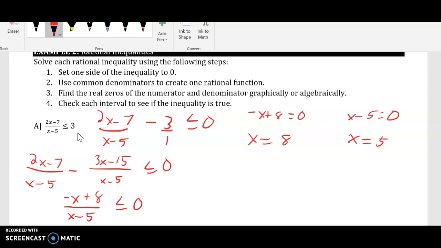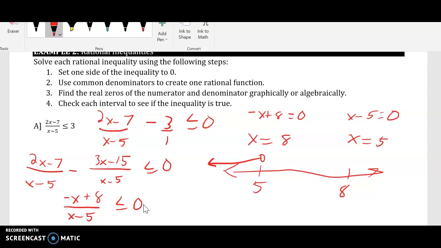So we can make our number line again. Put 5 and 8 on our number line. And then we can do our testing to see where we're positive, where we're negative. So check those. So do your test. If you plug in 0, because that's to the left of 5, 0 makes it 8 over -5, which is less than 0. So our solution is going to be this way.